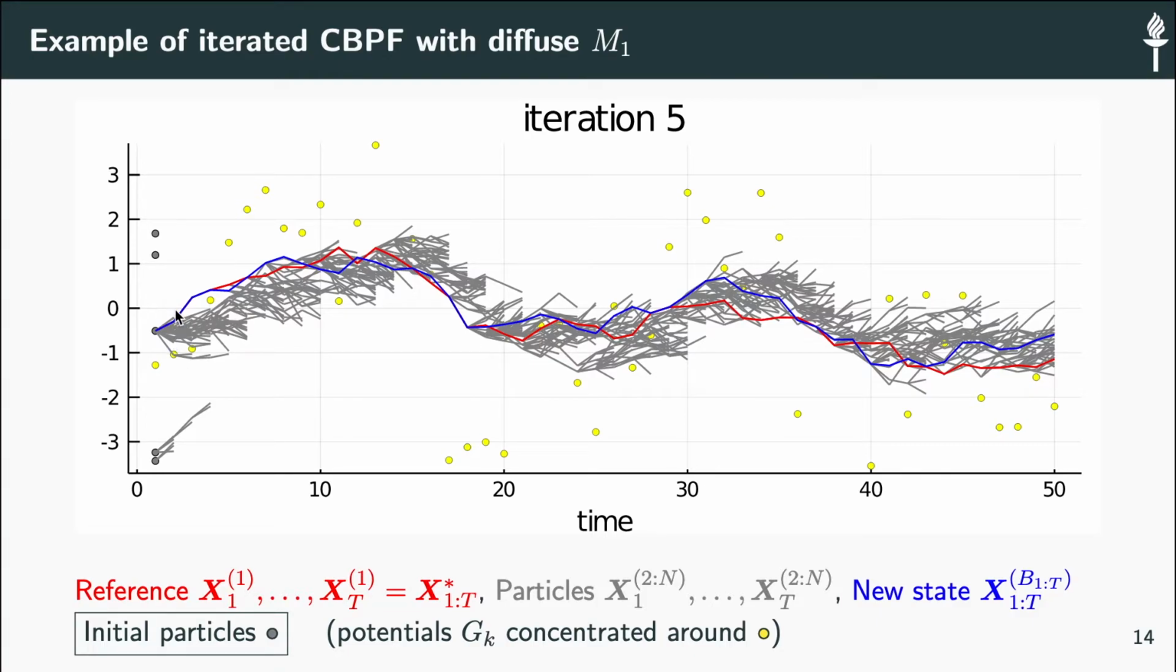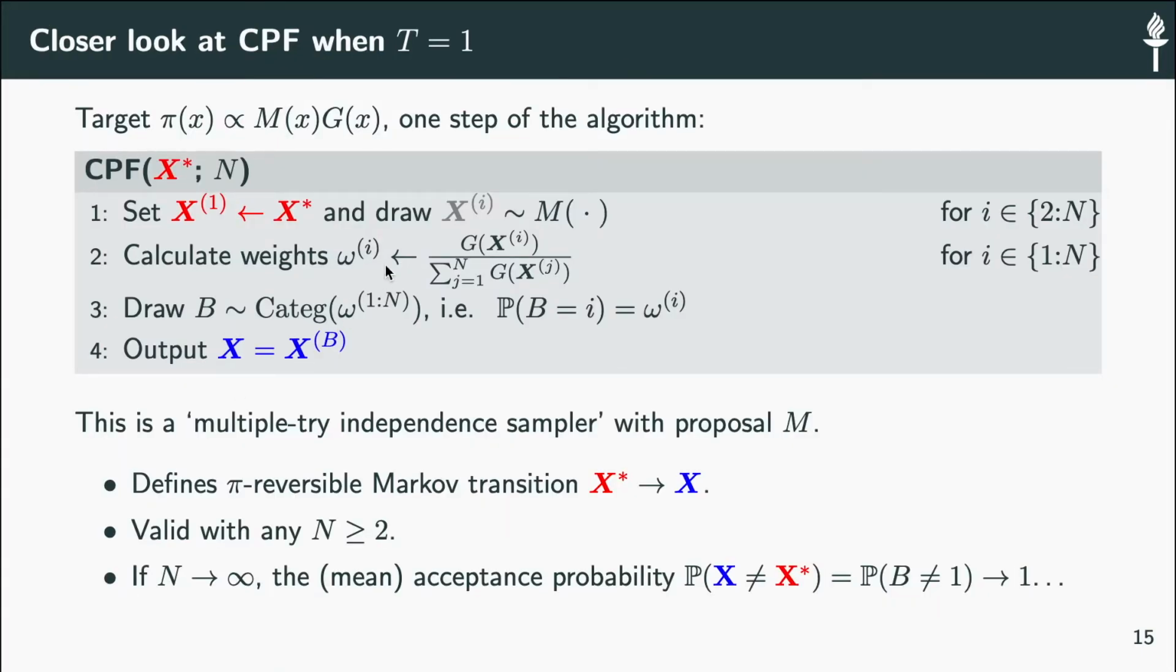Now let's focus on the algorithm with just one time step. Let's forget about all the rest of the trajectory and look at the algorithm only with one time step. It's a simple enough algorithm in this case that we can look at the pseudocode and the details. Now the target is just the product of the density m times the potential g. I've dropped the time index 1 here for simplicity.